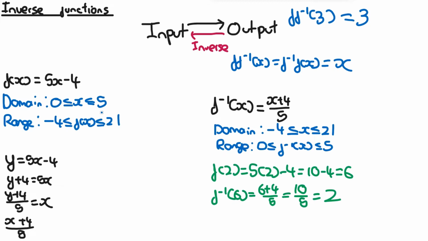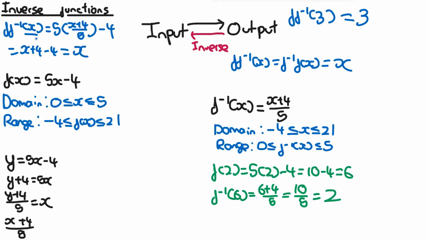We can see this for our example with f(x) and f^-1(x). If we do the composite function f(f^-1(x)), this would be equal to 5, and then we replace x with (x+4)/5 in f, so this would be 5 times (x+4)/5, and then the minus 4, which is going to be equal to, the 5's, the denominator, cancels out to give x + 4 - 4, and this is just equal to x, which is what's in the bracket.